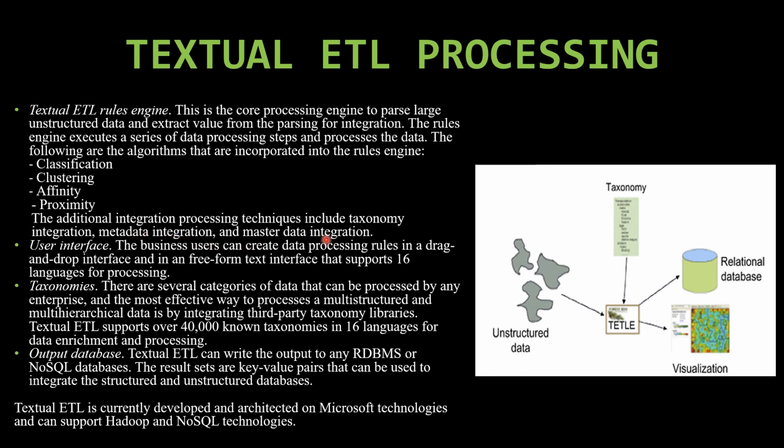Okay, then we have the user interface, so that business users can create data processing rules in a drag and drop interface and in a free form text interface that supports 16 languages for processing. That's a lot of processing languages. Then we have the taxonomies. There are several categories of data that can be processed by any enterprise, and the most effective way to process multi-structured and multi-hierarchical data is by integrating third-party taxonomy libraries. Textual ETL supports over 40,000 known taxonomies in 16 languages for data enrichment and processing.